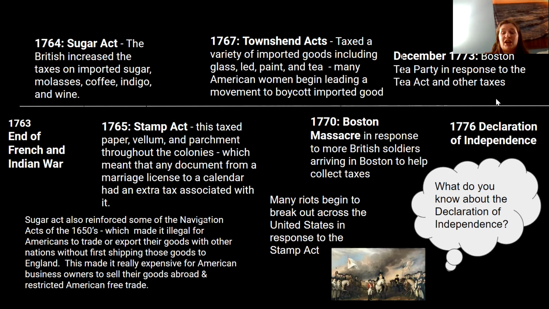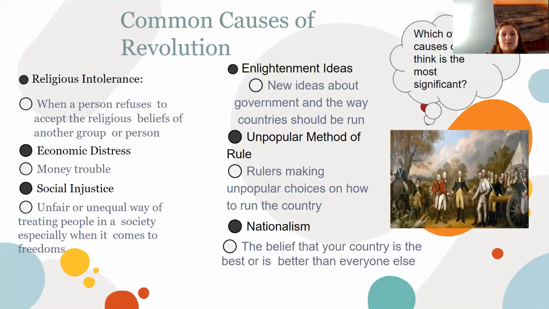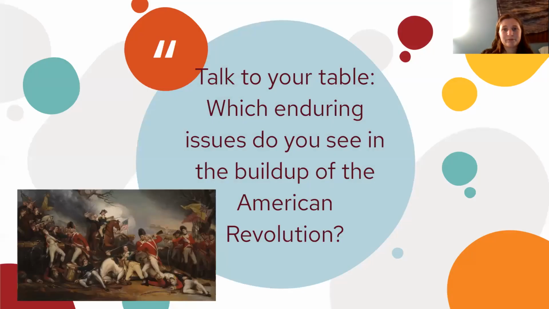They want to become an independent country at that point, or at least everyone signing that document does. So here's an overview of the main causes of the revolution. We've got religious intolerance, economic distress, social injustice, Enlightenment ideas, which we touched on in one of the last slides from last time, unpopular methods of rule, that's the no taxation without representation, and nationalism. People are beginning to feel a sense of pride in their colonies rather than in Britain.